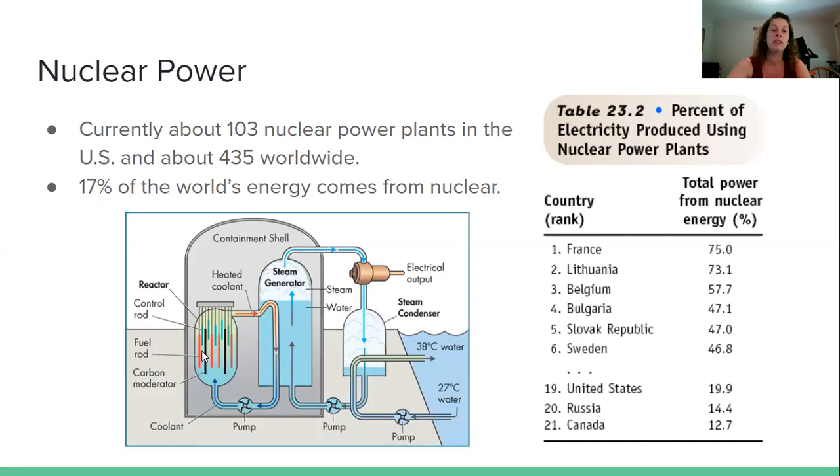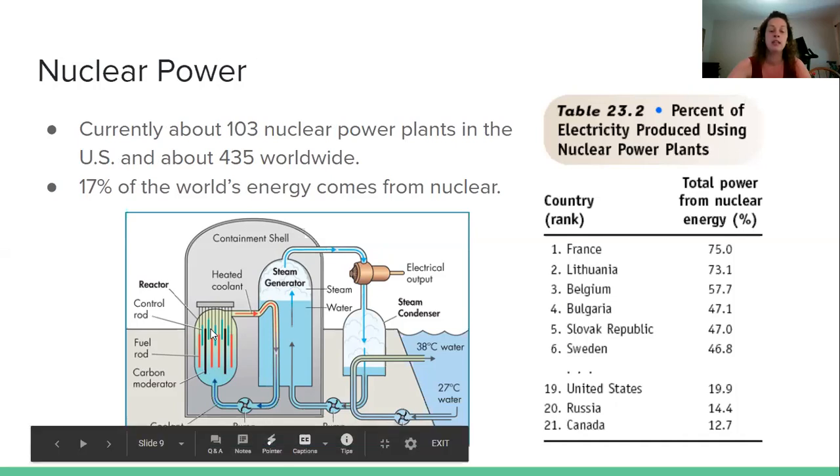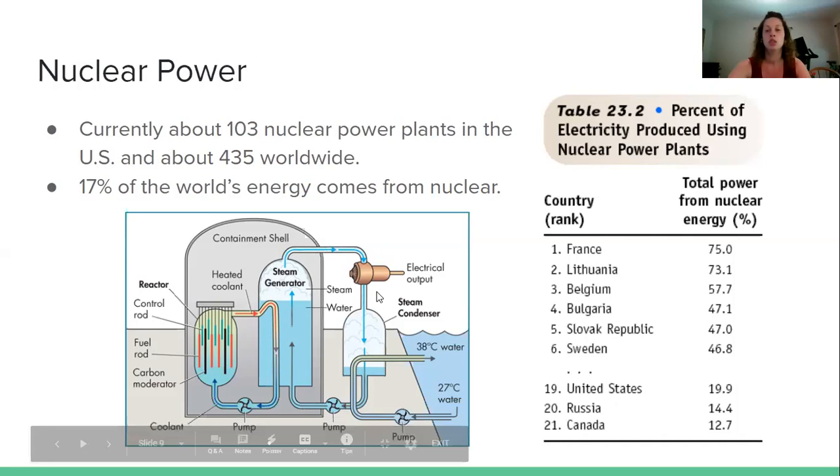And what happens is you have these things called control rods, and you can move them up and down to make the reaction go a little faster, a little slower, and they're in the same space as the fuel rods. And then the energy heats up the water, creates steam, and the steam turns the turbine, which creates the electricity through that mechanical transfer, mechanical energy.